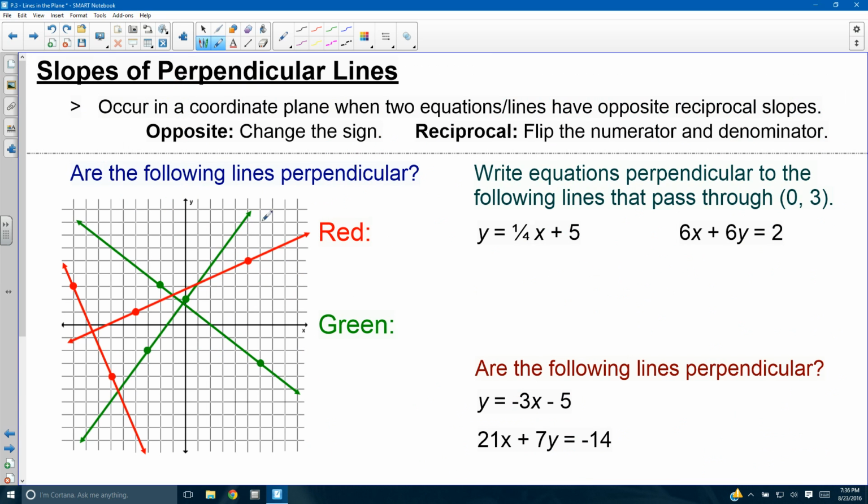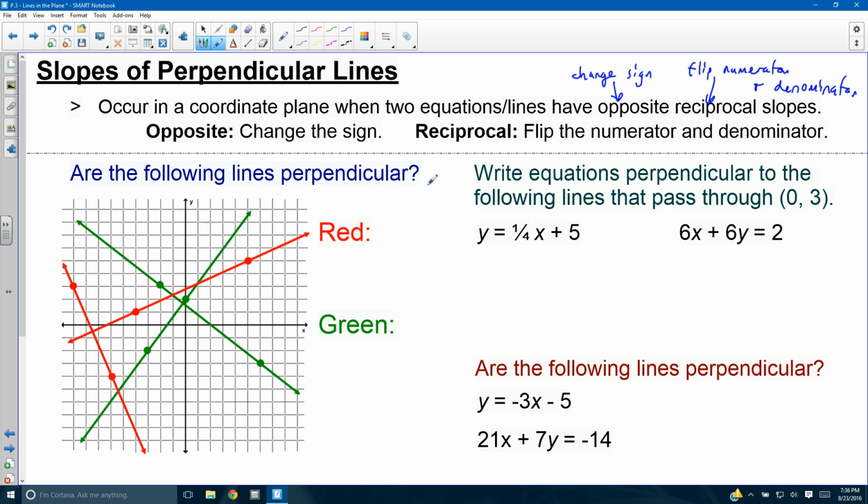Okay, last thing to talk about here is perpendicular lines, and we're going to do the same exact stuff here. Perpendicular lines on a graph occur when two equations and lines have opposite reciprocal slopes. Opposite means different sign. If you take the opposite reciprocal, you change the sign. And reciprocal is take the inverse. Flip numerator and denominator. The opposite reciprocal slope gives you 90-degree angles.